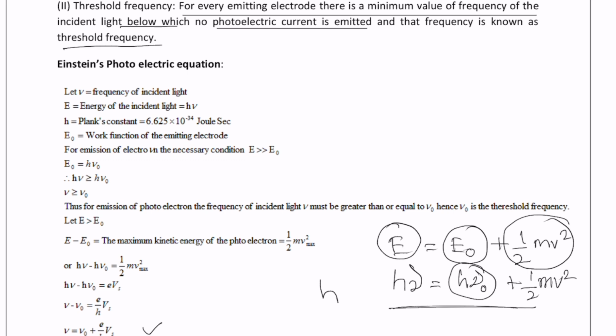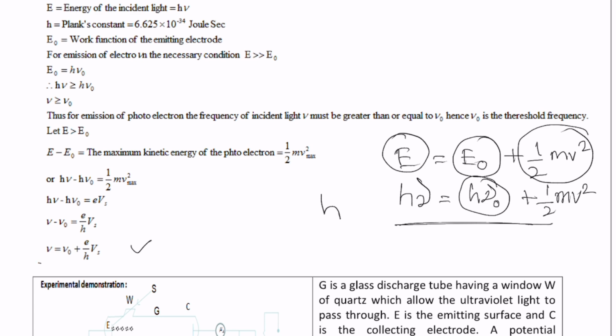So later on we have simplified, taking h on the one side. So nu minus nu 0, where nu is the frequency of the incident radiation, nu 0 is the threshold frequency, and half mv square, this kinetic energy, is nothing but the supplied energy e into V0. Energy is e into voltage, correct? So in terms of stopping voltage, we can write like this. So this is how it is represented.